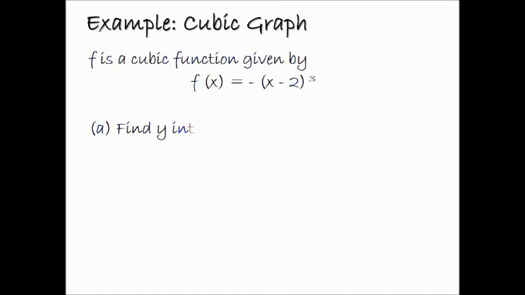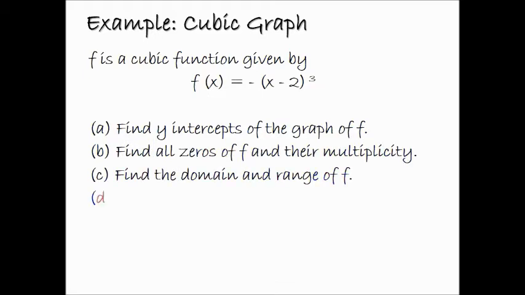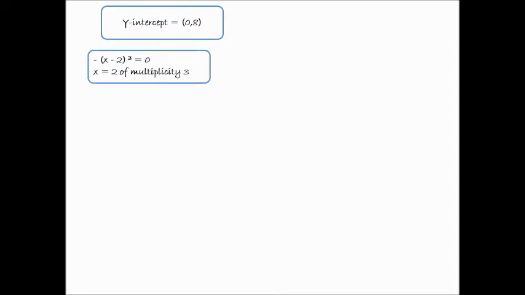Here is the example question for cubic graph. f is a cubic function given by f(x) equals negative (x minus 2) cubed. For question A, we are asked to find y-intercepts of the graph of f. We can assume that x equals 0 to find the y-intercept, and hence the y-intercept for the function f will be 8. For question B, we need to find all zeros of f and their multiplicity.